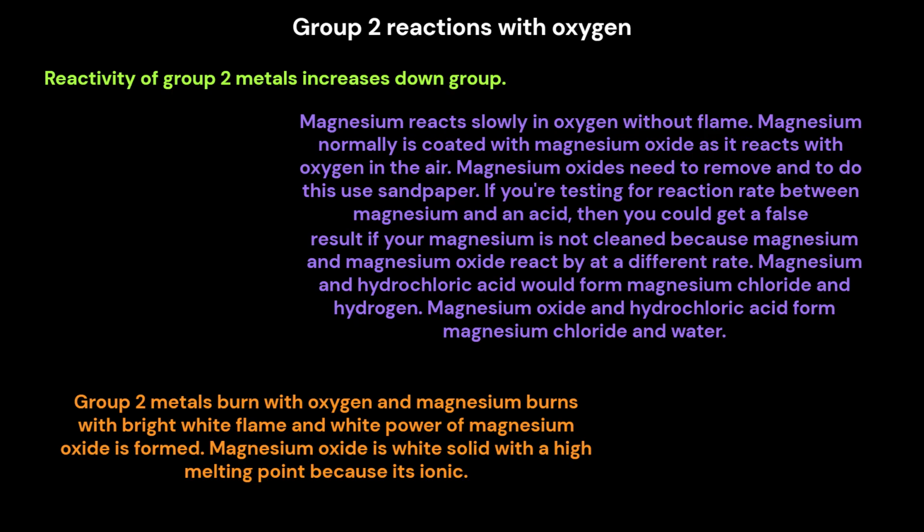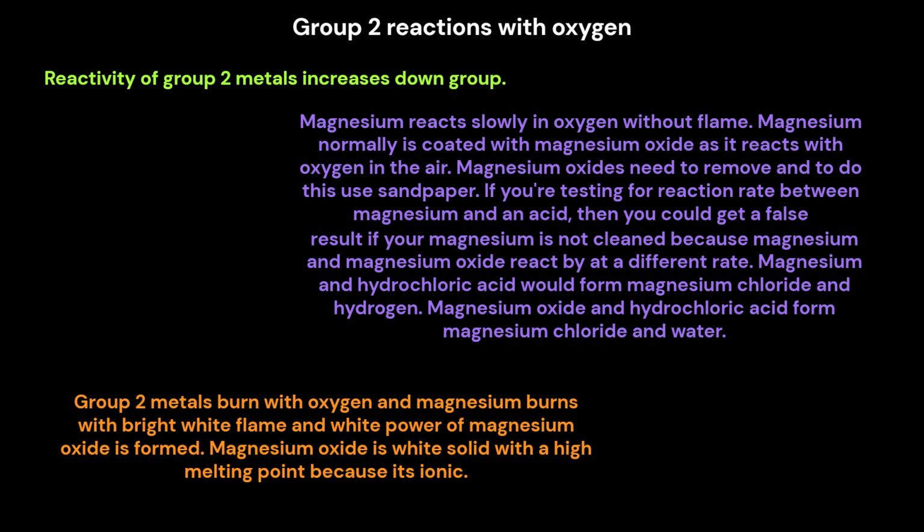If you're testing the reaction rate between magnesium and an acid, then you could get a false result if your magnesium is not clean, because magnesium and magnesium oxide react at different rates. Magnesium and hydrochloric acid form magnesium chloride and hydrogen. Magnesium oxide and hydrochloric acid form magnesium chloride and water.